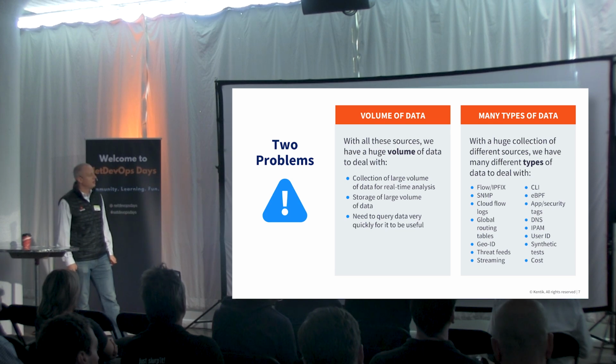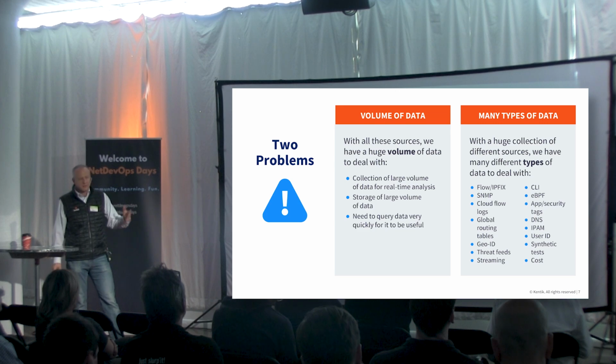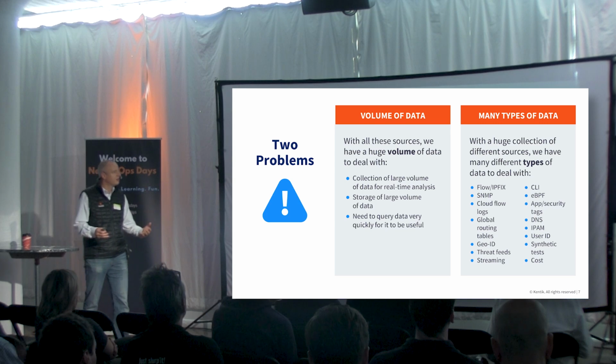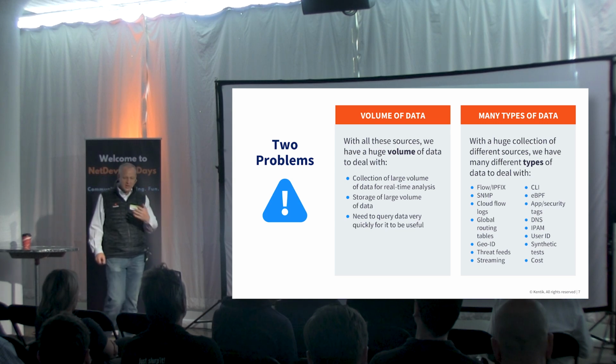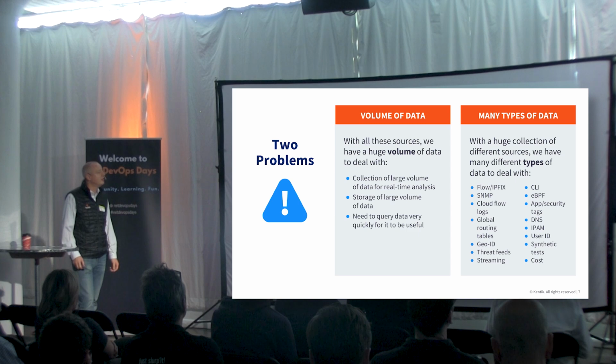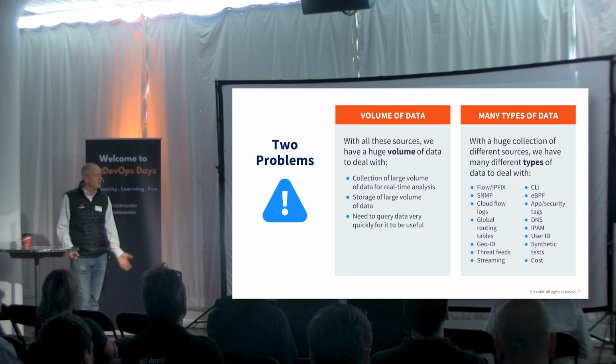You've got all kinds of different formats. Like I said, Flow, IPFIX, those types of formats. You've got SNMP for metrics. You potentially have streaming telemetry for metrics, CLI scraping data, DNS data. There's all kinds of different disparate data that you're trying to normalize and make sense of.